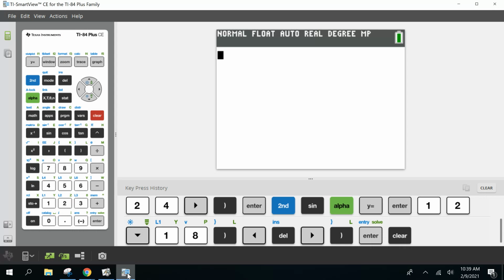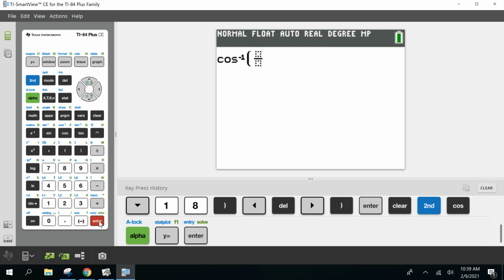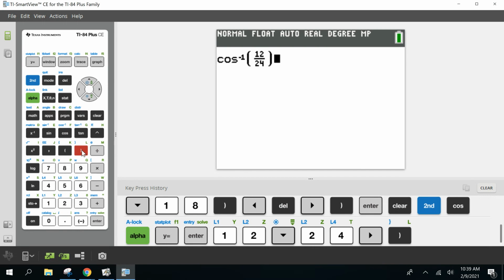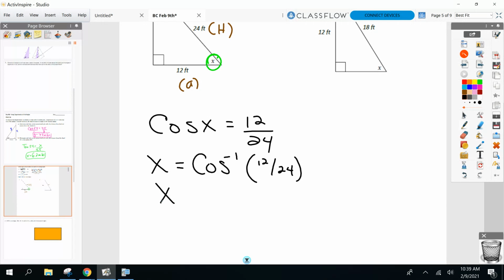So I go to my calculator, second cosine to get the inverse up, second cosine, 12 over 24. And it'll say, hey, 60 degrees has a cosine ratio of 12 over 24. So there is my angle. So to find an angle using sine, cosine, and tangent, we're going to have to use inverses now, because I just proved to you guys cross multiplying ain't going to cut it here.